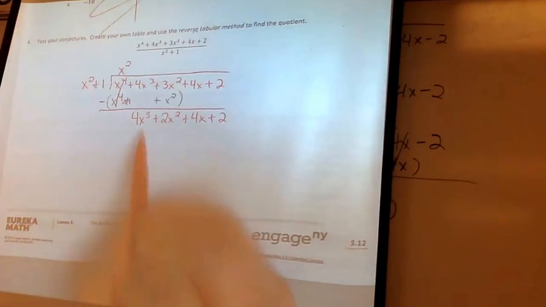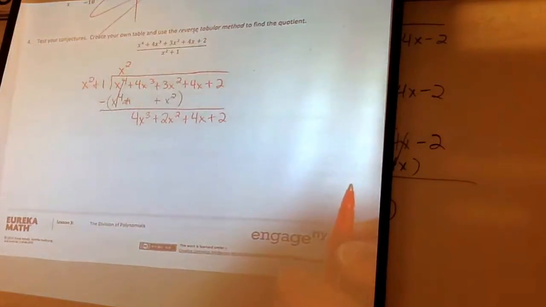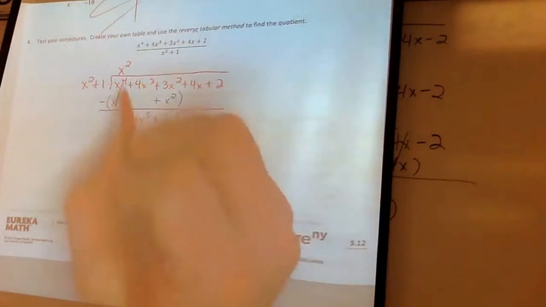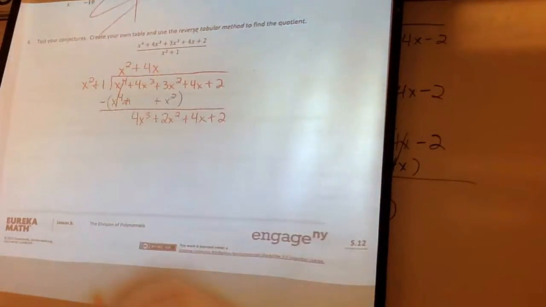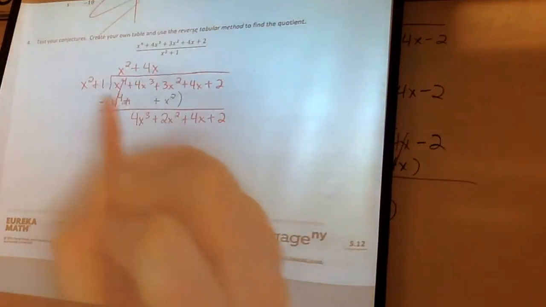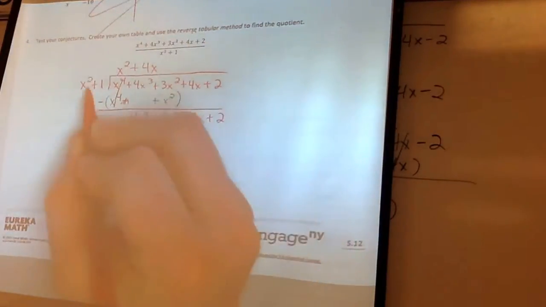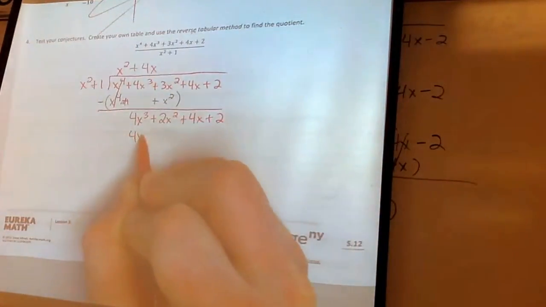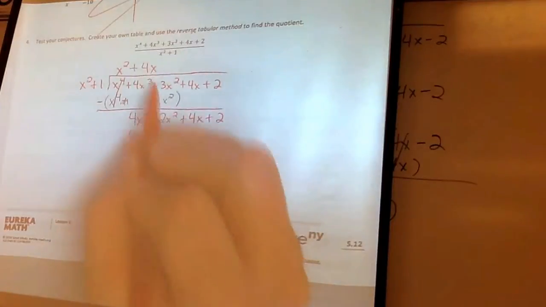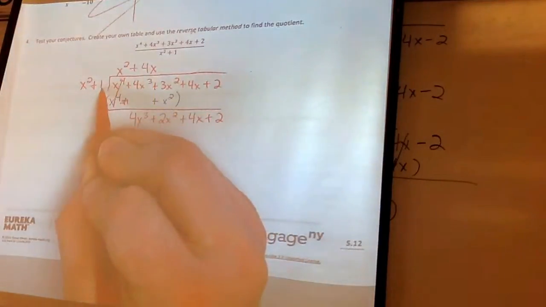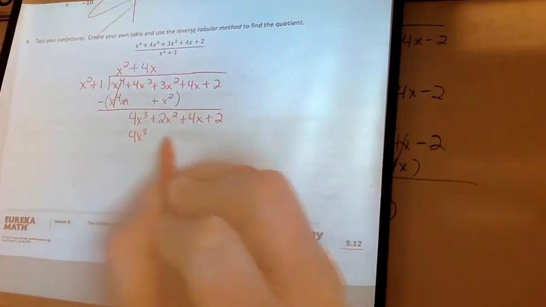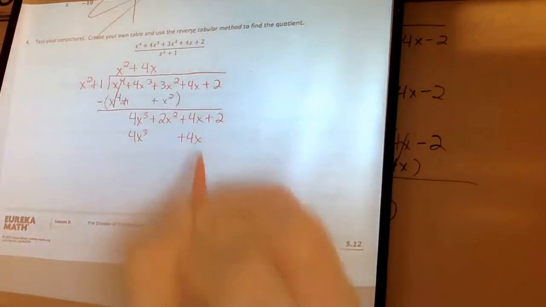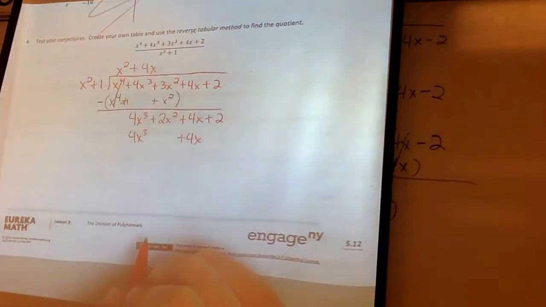X squared times what will give you 4x to the 3rd? It's going to have a 4. 4x. Right? Yep. X times x squared is x to the 3rd, so 4x times that would be 4x to the 3rd. And then you have to do 4x times 1, which is 4x. But be careful. I would write it way over here. That way you don't get yourself messed up.